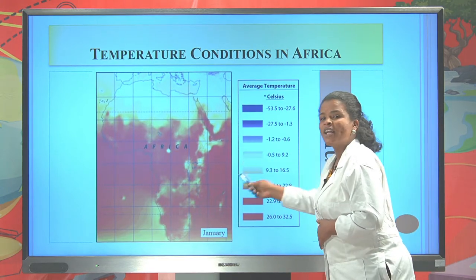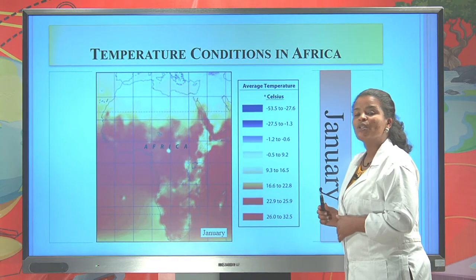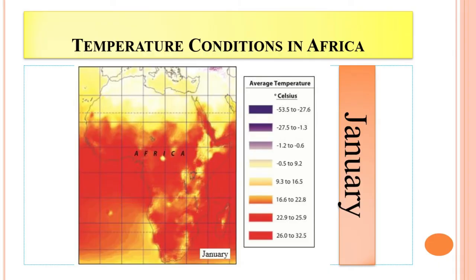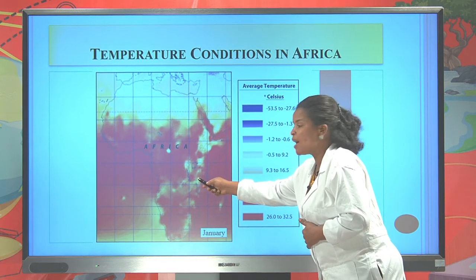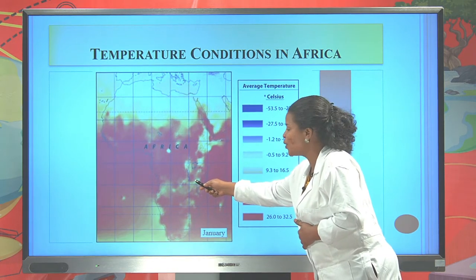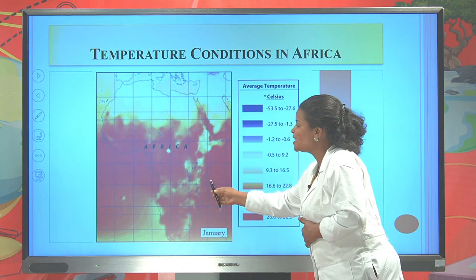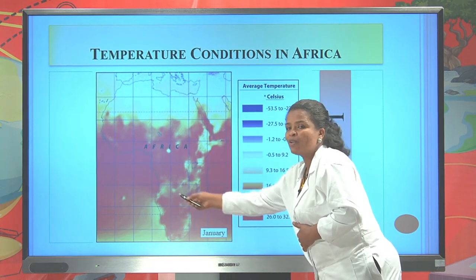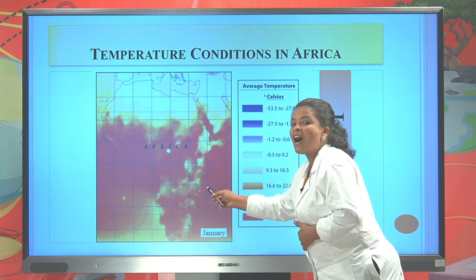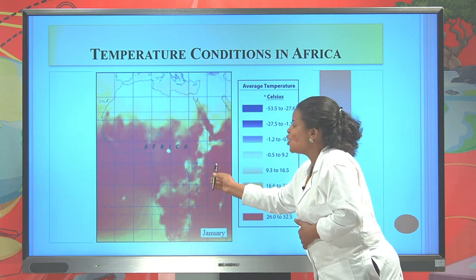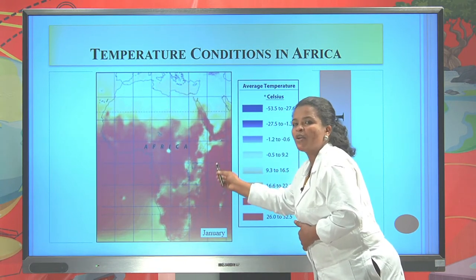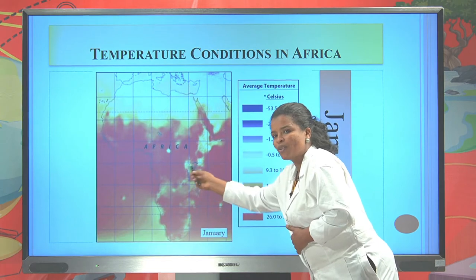The sun is overhead within the tropics twice a year. During January, the sun is overhead in the southern part of Africa, at the Tropic of Capricorn. So during January, the southern part of Africa receives high temperature and low pressure develops in the southern part of Africa.